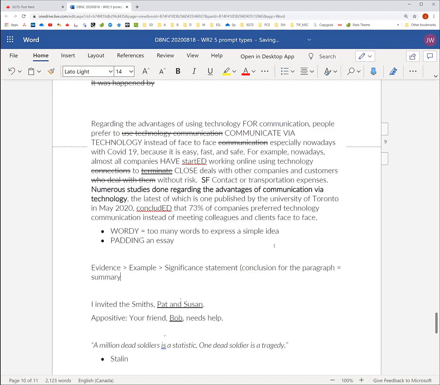This means I should put the study or research, then example, then a significant statement like, for this reason, I think its advantages outweigh the, or for this reason, many people prefer communication via technology. Okay. There you go. Yep.